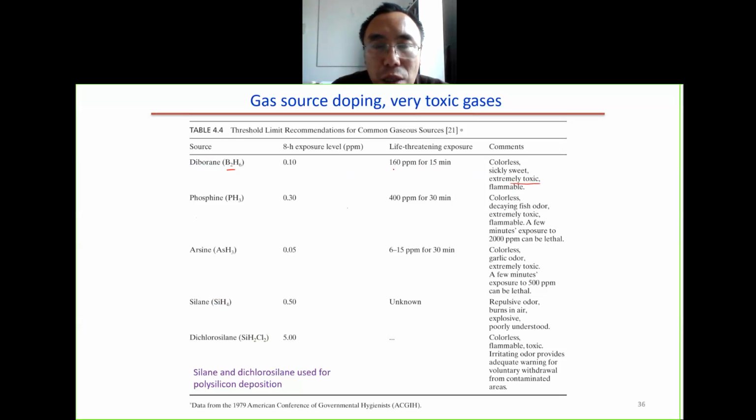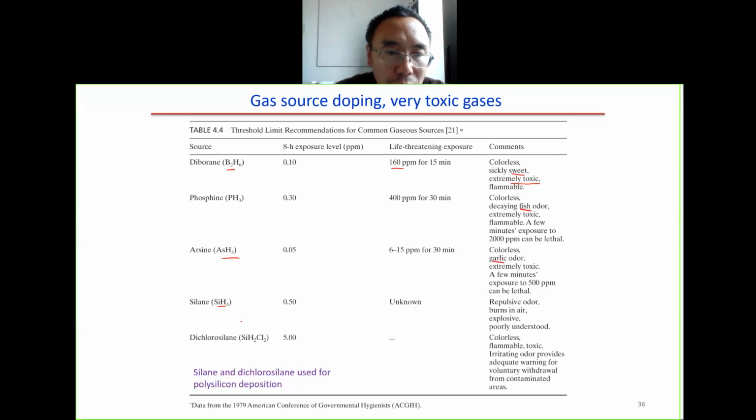So exposure of 160 parts per million for 15 minutes will be life-threatening. Very toxic. And this one is sweet. And this phosphine is also toxic. It's also very toxic. And this one smells like a fish. So arsine, this smells like garlic.